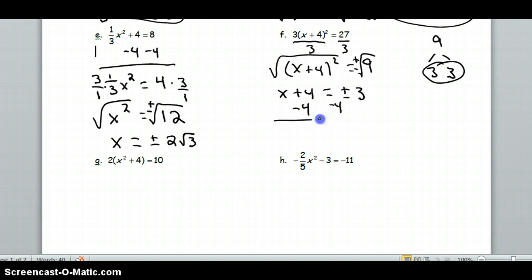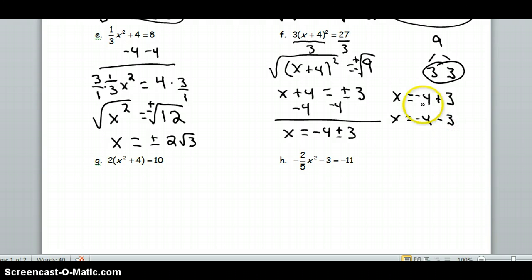I'm going to subtract 4 from both sides, but when I do that, I'm going to put the 4 that I subtract right here. And notice there's no i in this problem because I took the square root of a positive. Now, I really have 2 things going on here. I want to know what happens with x when I take negative 4 and add 3, and then when I take negative 4 and subtract 3. So negative 4 plus 3 is negative 1, and negative 4 minus 3 is negative 7. And we'll circle those. Now, those are 2 different answers.